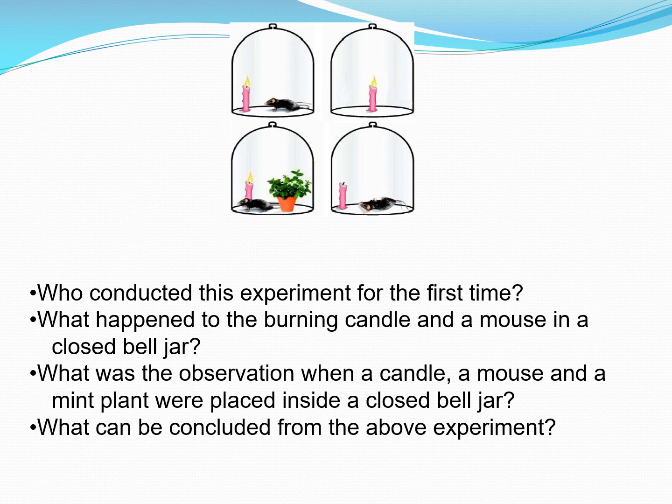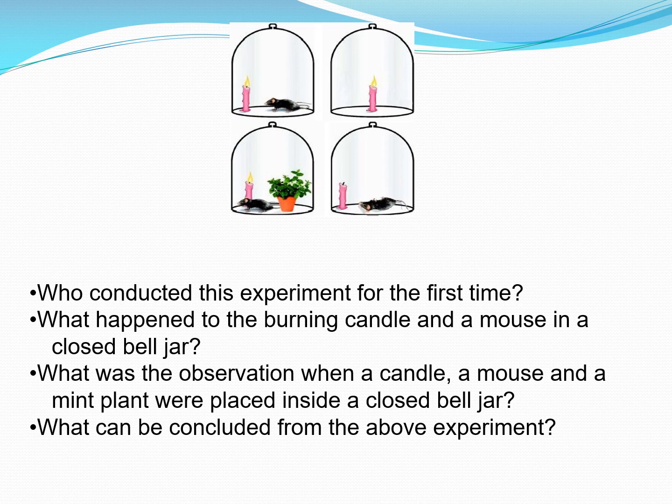Third question, what was the observation when a candle, a mouse and a mint plant were placed inside a closed bell jar? The candle continued burning in the presence of the mint plant. The mouse survived. So Priestley hypothesized that plants restore the air which breathing animals and burning candles remove.